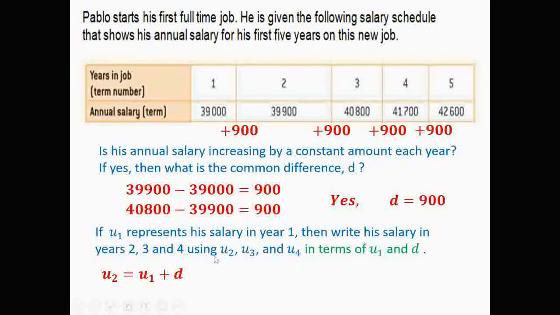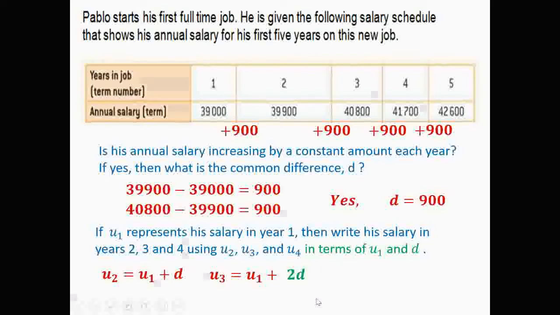Okay, so for U3, we would have U1 plus what? So again, we're writing in terms of U1 and D, right? To get to the third year salary, if we begin here, what do we have to add? Well, we have to add 900 once and 900 a second time to get here. So U1 plus 2D. Okay, so try the same thing for U4 now.